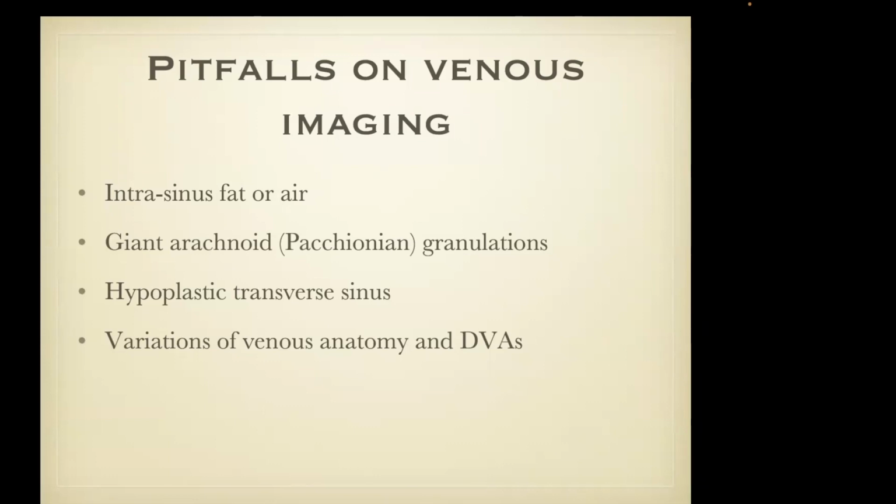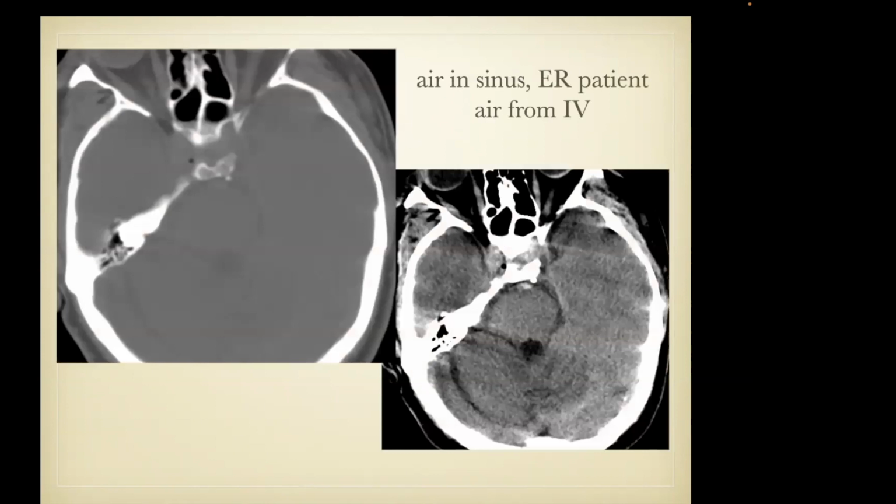Now, there are some pitfalls on venous imaging you need to be aware of. One is intrasinus fat and air. Another are these giant arachnoid granulations. I want to talk specifically about the hypoplastic transverse sinus, which has caused many unnecessary workups for venous occlusion. And then there are various variations in anatomy. This is air in the cavernous sinus. You can see it in the transverse sinus.